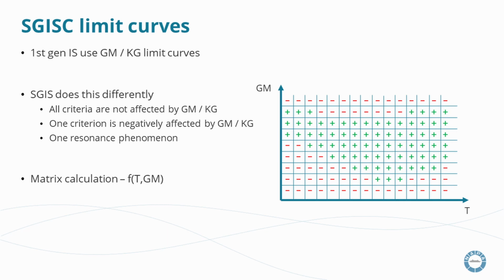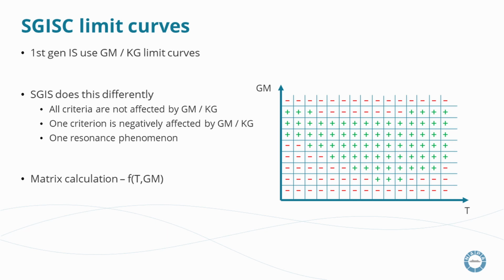Then, something about the limiting values for the second generation intact stability criteria. The first generation intact stability criteria normally result in a limiting curve based on draft and GM and possibly different curves for different trims. The second generation intact stability criteria, however, does this differently as the criteria are more complex.